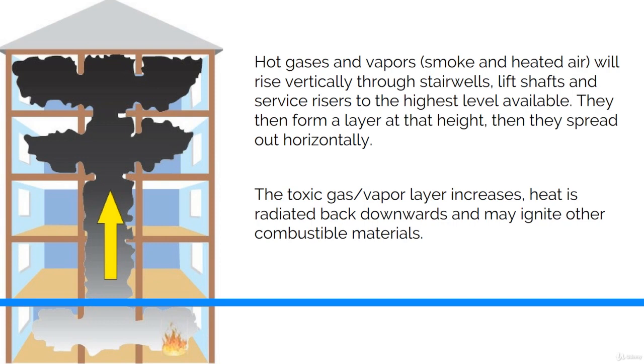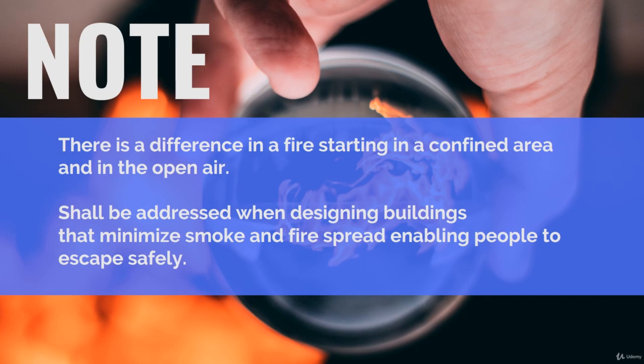Also, convection is the most common cause of fire spread within a building, and during a fire the hot gases and vapors will rise vertically through the stairwells, lift shafts, and service risers to the highest level available. Then they form a layer at that height, from which they spread out horizontally until checked. Also, as the temperature of the smoke, toxic gases and vapor layer increases, heat is radiated back downwards and may ignite other combustible materials. It is good to know that there is a substantial difference between a fire starting in a confined area such as a building and one that starts in open air, and this issue will be addressed when designing buildings that minimize smoke and fire spread, enabling people to escape safely.